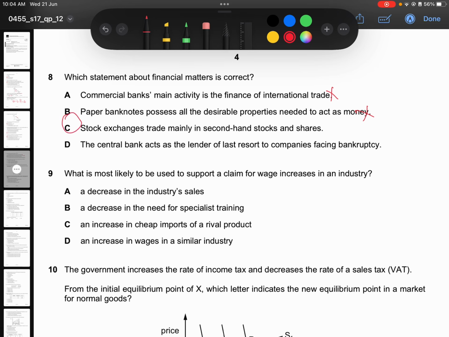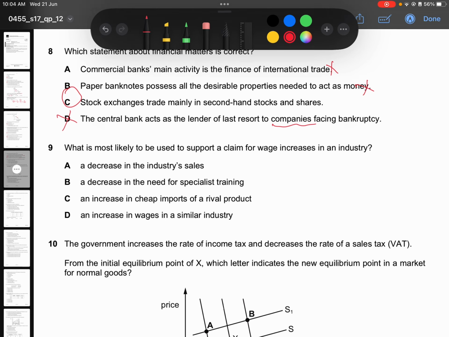And central banks act as a lender of last resort to companies facing bankruptcy. No, it's commercial banks, not companies. So hence, the correct answer is C.